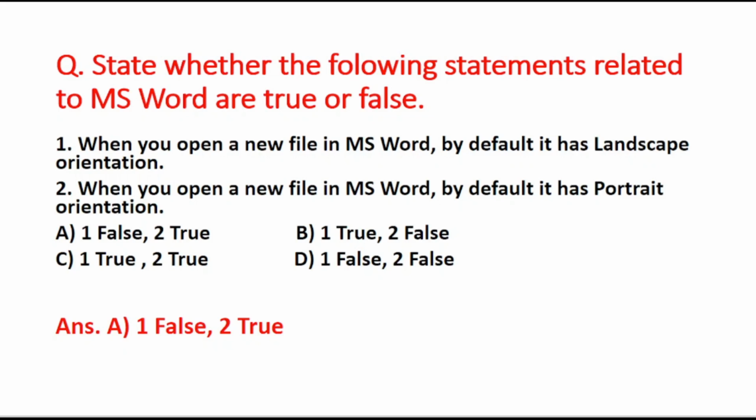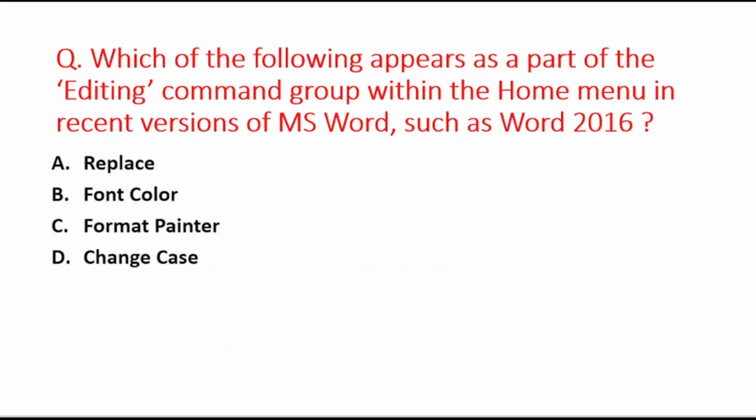Okay. Now the next question is, which of the following appears as a part of the editing command group within a home menu in recent versions of MS Word such as Word 2016? Your A option is replace, B option is font color, C option is format painter, and D option is change case. Right answer is option D, change case.